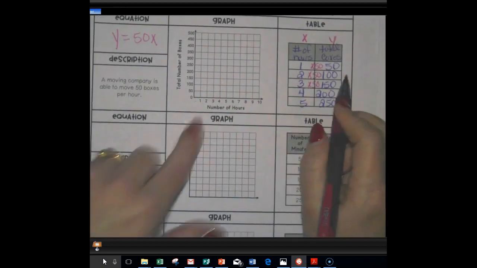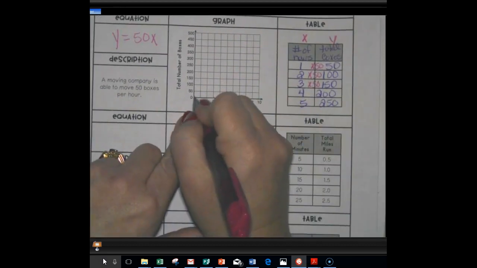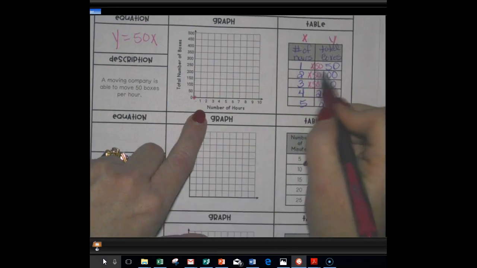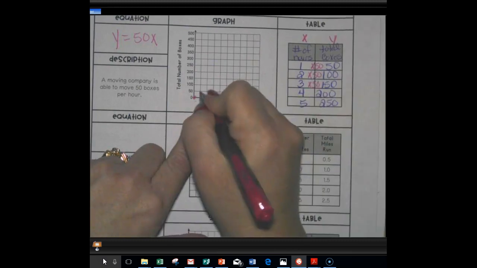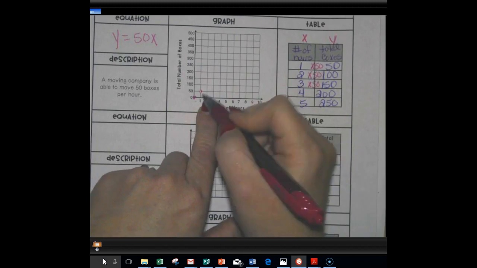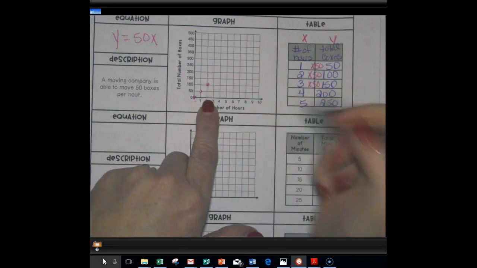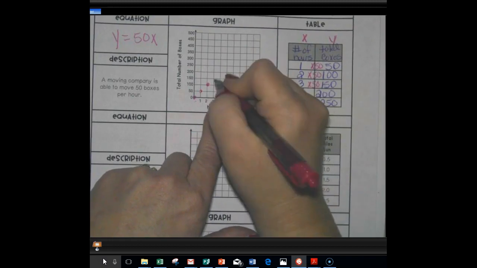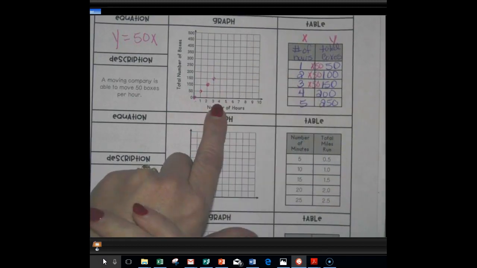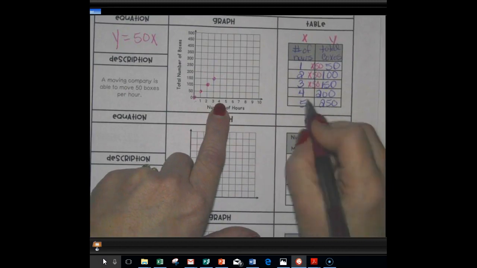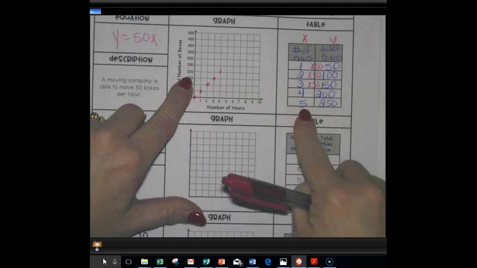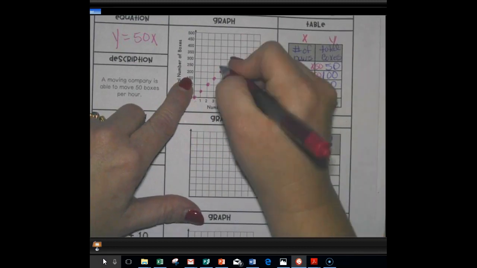So 0 hours, 0 boxes. 1 hour is 50 boxes. 2 hours is 100 boxes. 3 hours is 150 boxes. 4 hours is 200 boxes. 5 hours is 250 boxes.